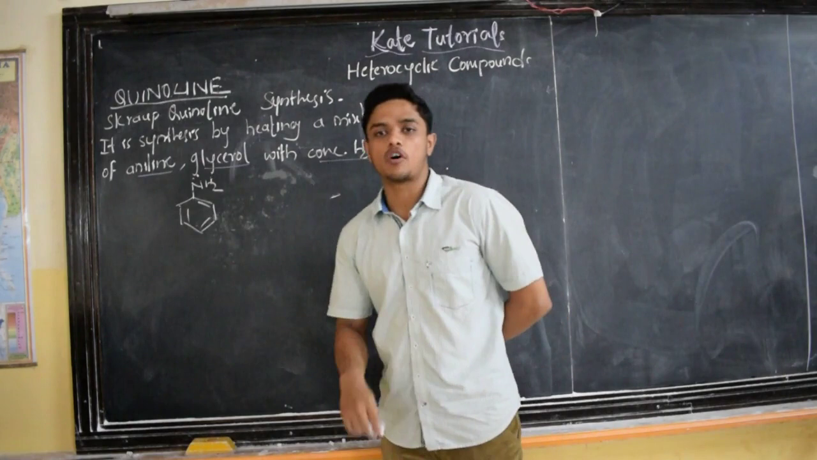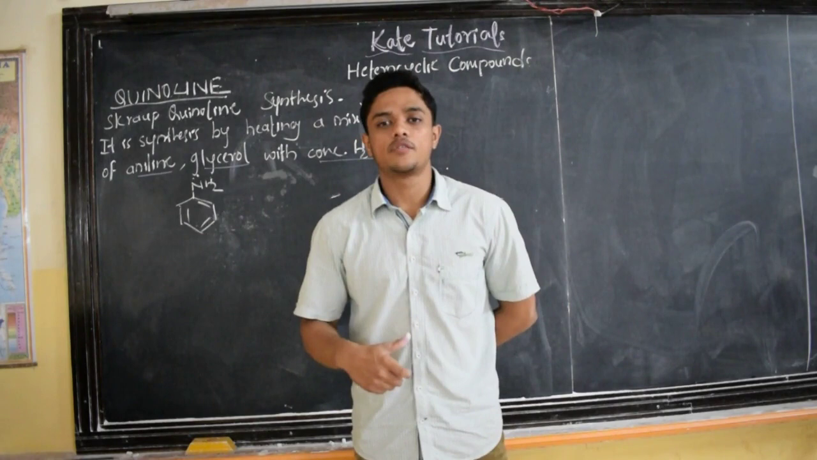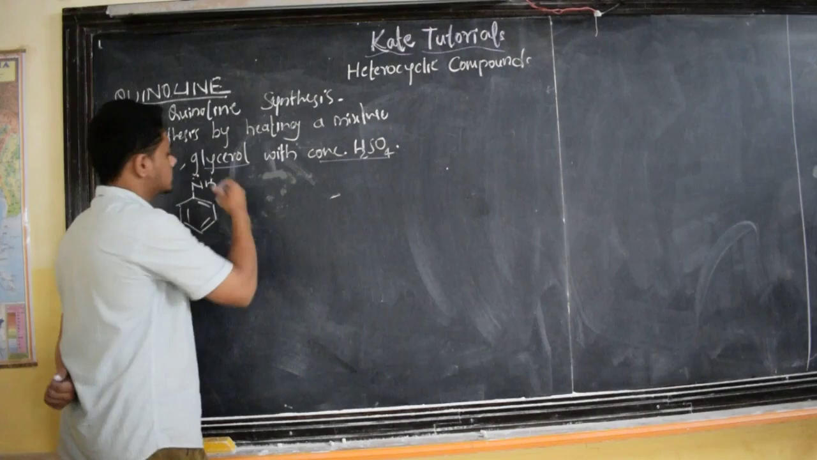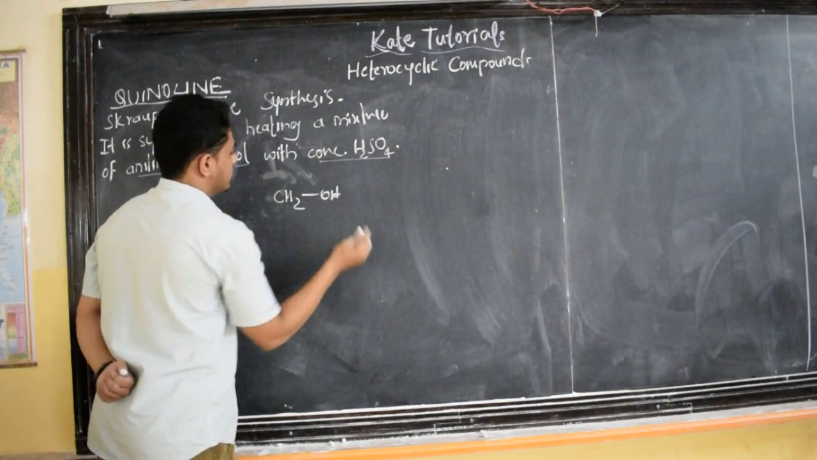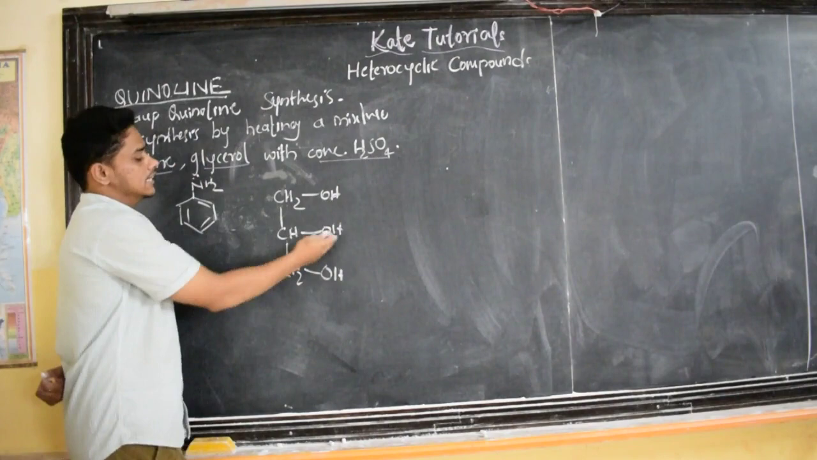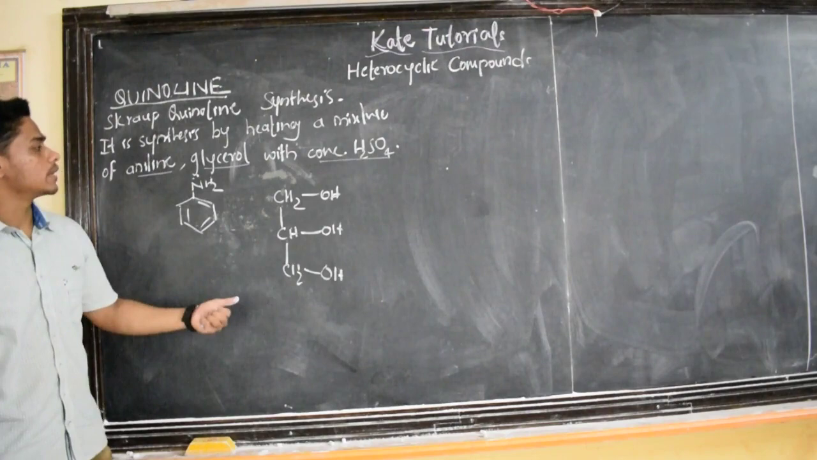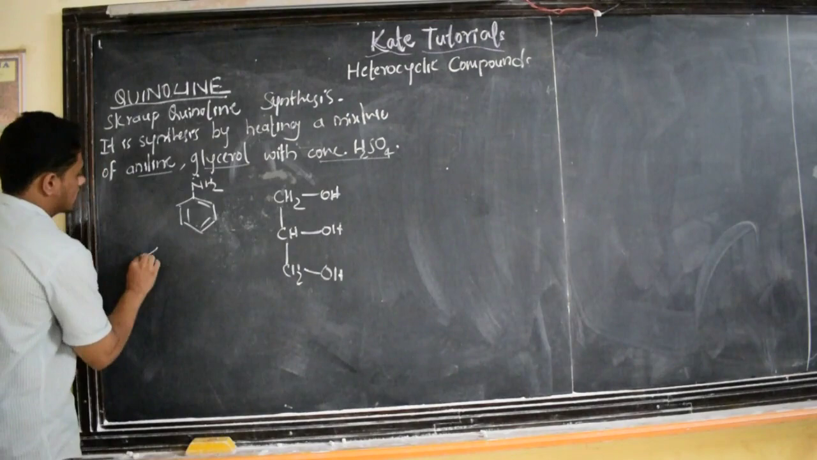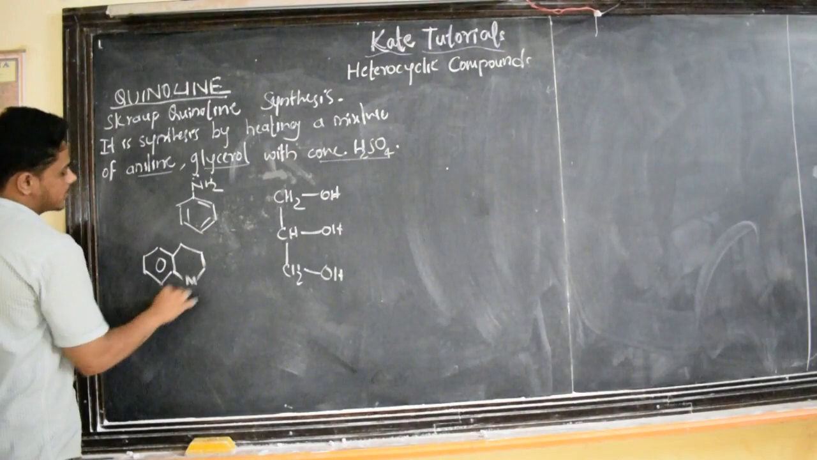And glycerol: soaps are said to contain a high percentage of glycerol, because it gives softening to the skin. So while preparing soaps, we use glycerol. You should know the structure of glycerol in general. This is glycerol, CH2OH, CHOH, CH2OH. By taking these two in the presence of an acidic medium, that is concentrated H2SO4, and the oxidizing agent, we are going to prepare quinoline. So our product is quinoline: a benzene ring fused with a pyridine ring.